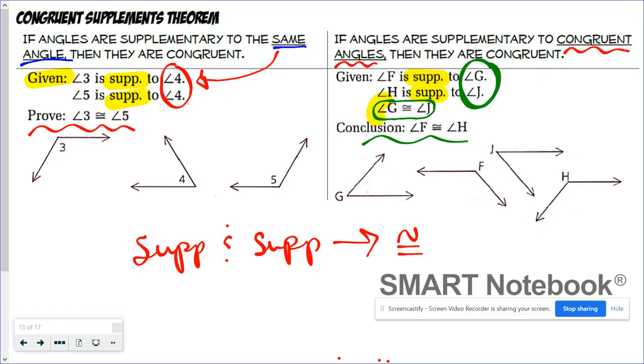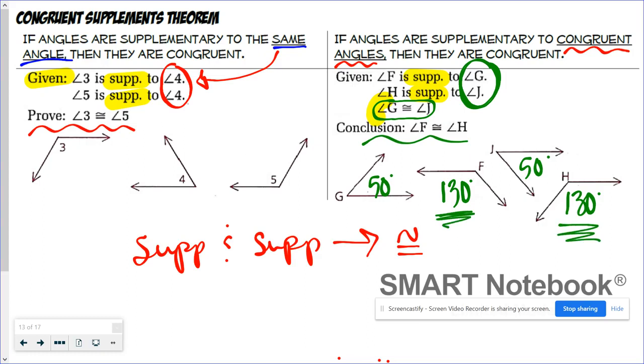And if you want measurements to help you fully understand this, let's say that angle G is 50 degrees. And since it's supplementary to angle F, that would be 130. We know that G and J are congruent. So that means H, since it's supplementary to J, would have to be 130. And then the proof is that angle F and angle H are congruent to each other.